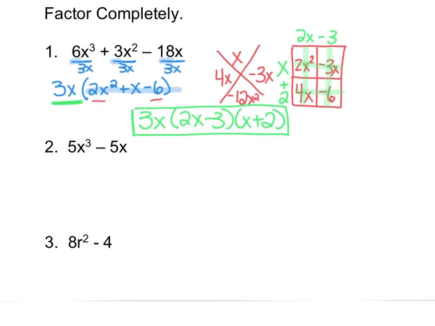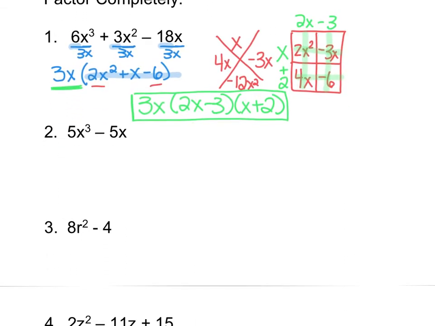All right, so let's look at number 2. First thing is to factor out our GCF. And we can see that our GCF is going to be 5, and then we can factor out an x. So let's go ahead and divide each of those by that 5x. Don't forget that that 5x is going to go in the outside of the parentheses. 5x to the third divided by 5x. The 5's would cancel out, and we would be left with x squared.